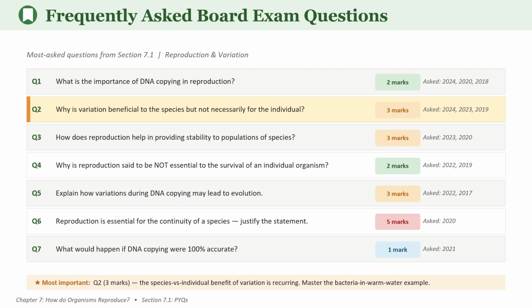And then the next one, how can variations lead to evolution? This is the fifth question. Useful variations accumulate over generations, so it leads to evolutionary changes. Reproduction is essential for the continuity of the species. Yes, of course, it is essential for the continuity of the species. Otherwise, the species will become extinct. What would happen if DNA copying were 100% accurate? If it is 100% accurate, identical organisms will be produced, right?